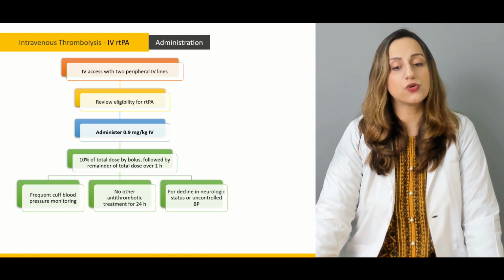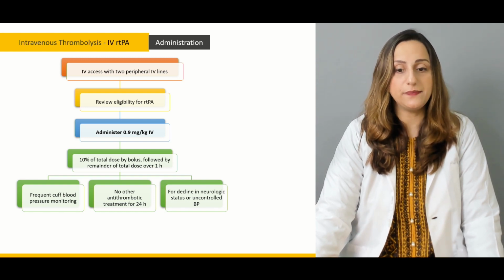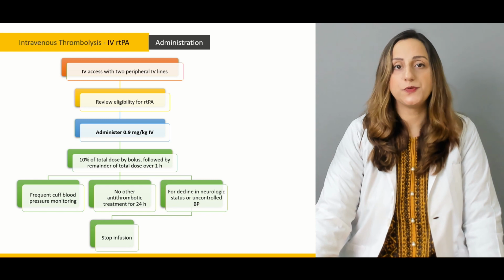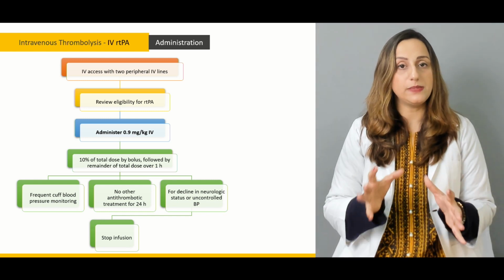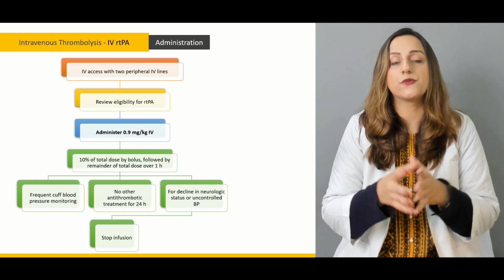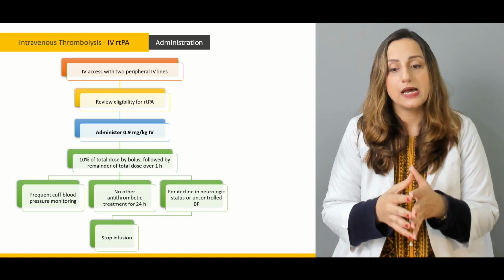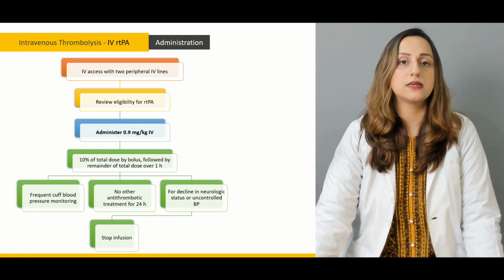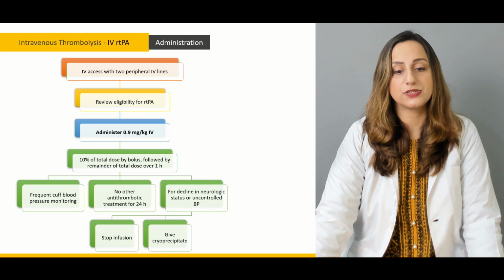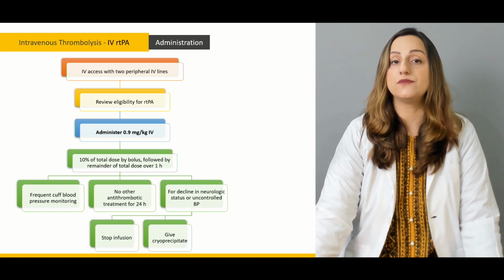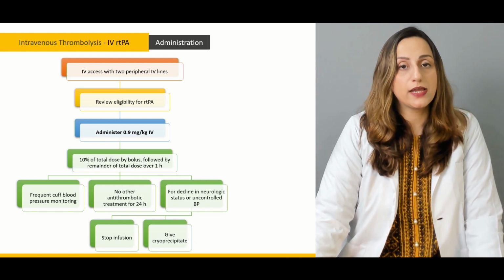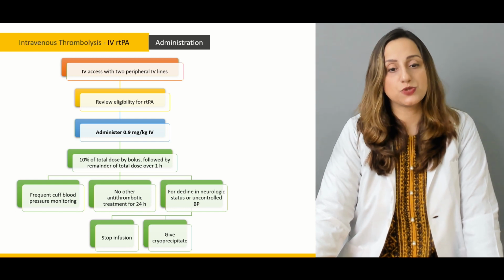For decline in the neurological status or uncontrolled BP, you're going to stop the infusion. So you have to maintain the BP at a normal level, and you have to perform continuous monitoring while you're administering this tissue plasminogen activator in these individuals, or either you can even then go for a trial of cryoprecipitates in such individuals.